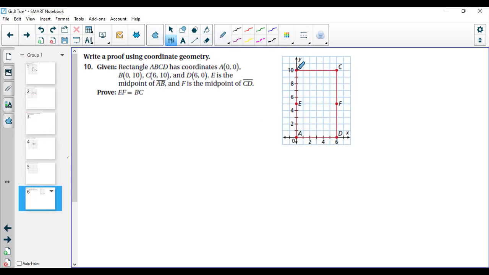When we are talking about the length, in other words, we are talking about the distance between 2 points. Okay, so we're talking about the distance between E and F and between B and C.